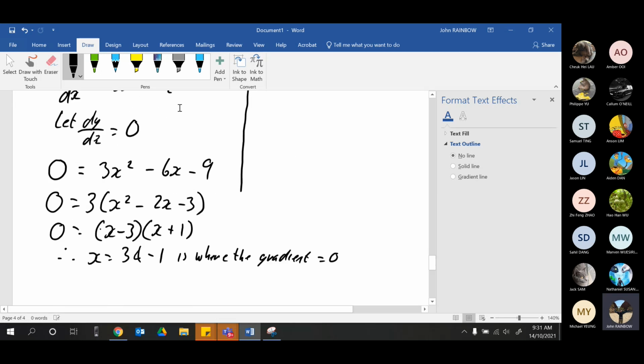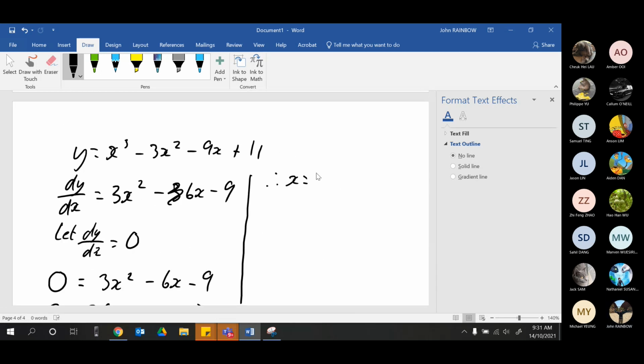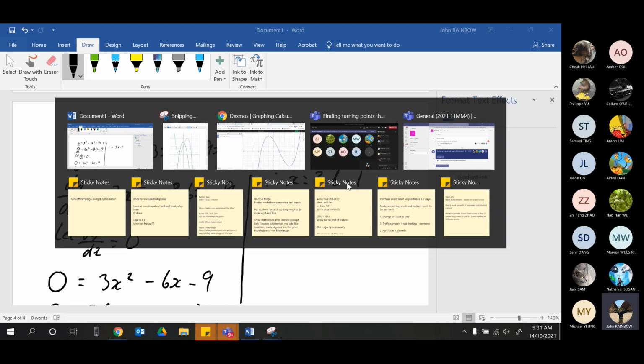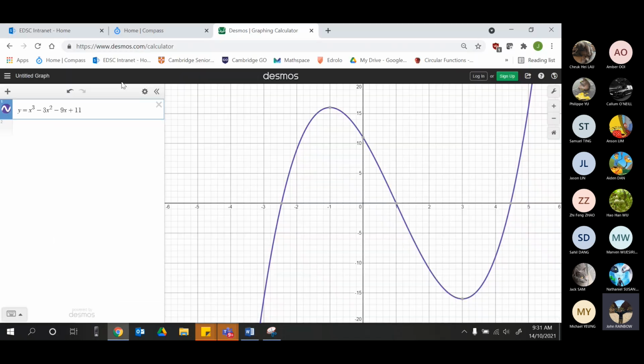It was -1 and 3. I want to know the coordinates of the turning point. These are the x coordinates where the gradient is 0, 3 and -1. But it's not telling me the coordinates of the turning point, so I've got to substitute them back into this equation and find out what it is.